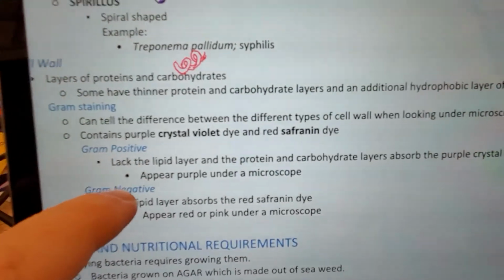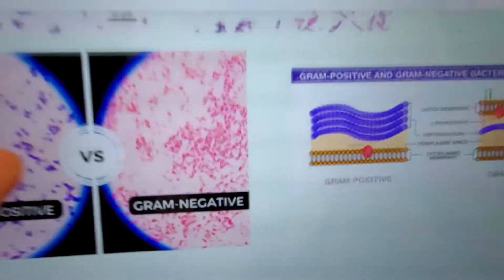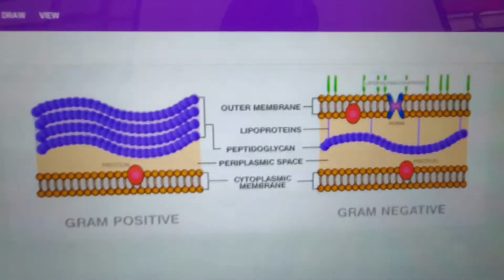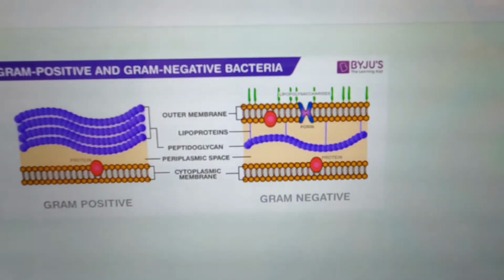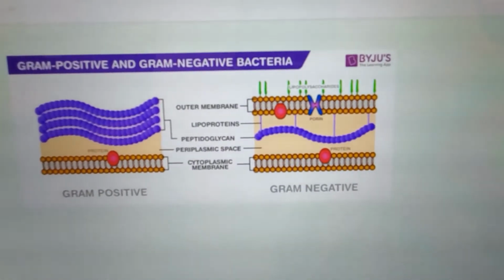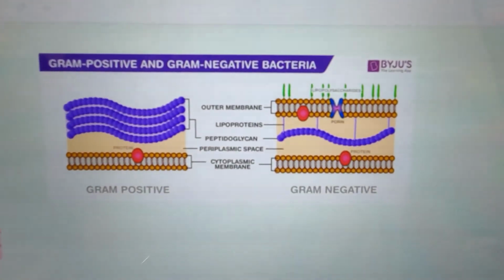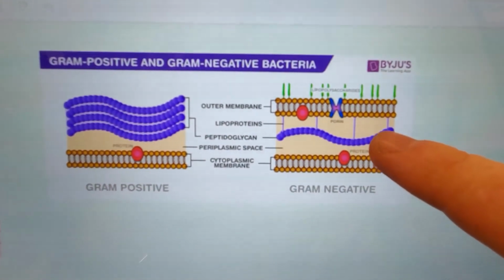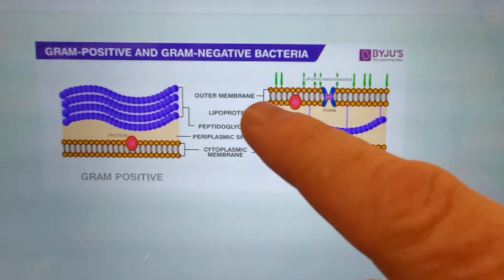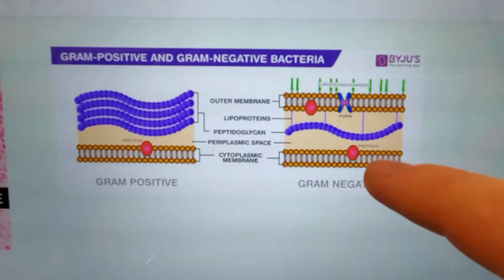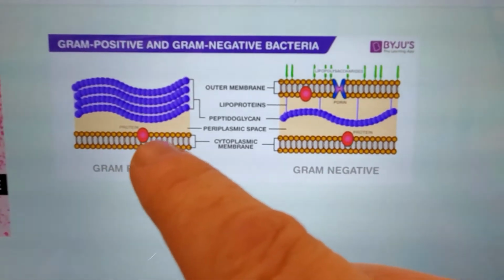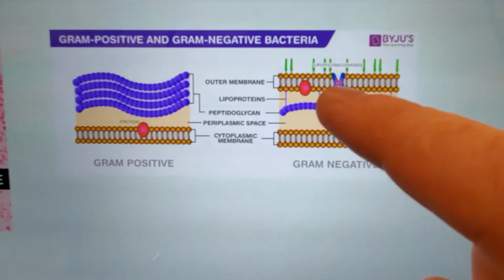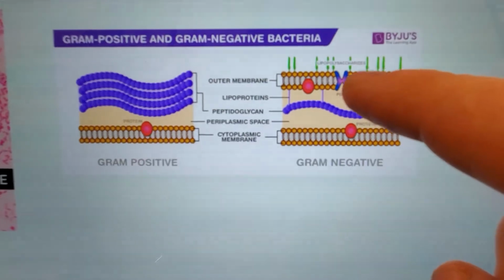So gram staining. Do we have two pictures of the wall? Here we go. There's the two different types of wall. Basically, in gram-negative walls, the layer of peptidoglycan, which is that sugar, is a lot thinner. Those are gram-negative. And they have an extra layer, an outer membrane. So they have an inner membrane and an outer membrane, the lipid bilayer membrane that all cells have, with transport proteins in them. So these guys have an extra membrane.